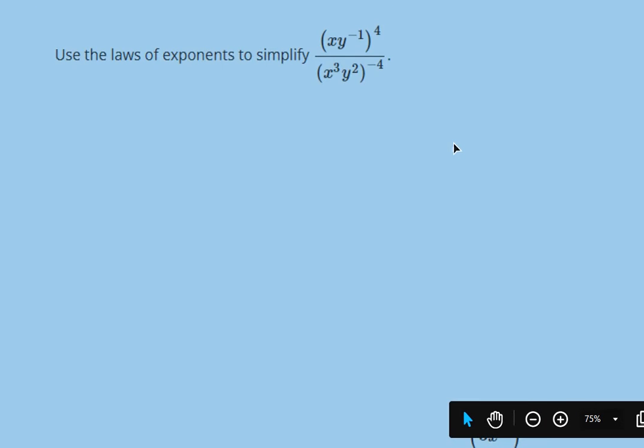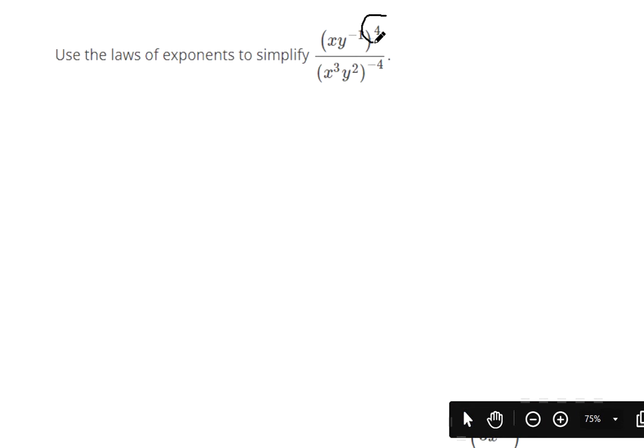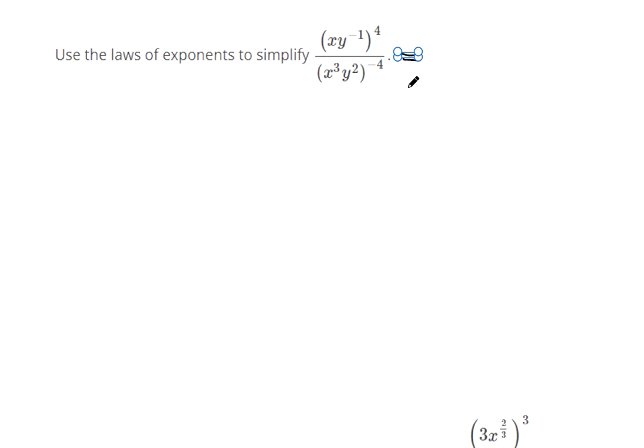Let's get another one here. So the exponent comes on top of both of the numbers. That's going to be now x had a power of 1, so 1 times 4 makes 4. -1 times 4 makes -4. 3 times -4 makes -12. And y to the second to the -4th power, that makes -8.